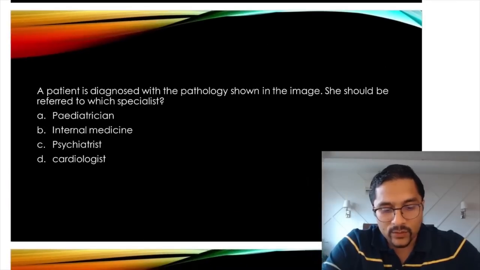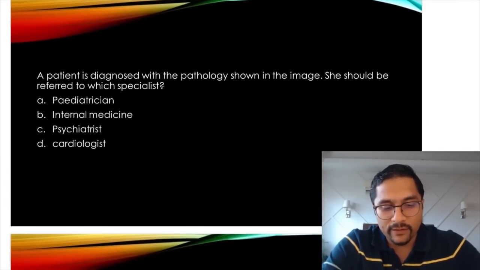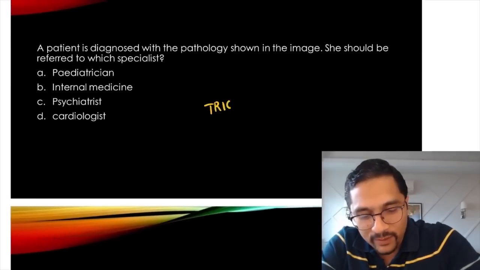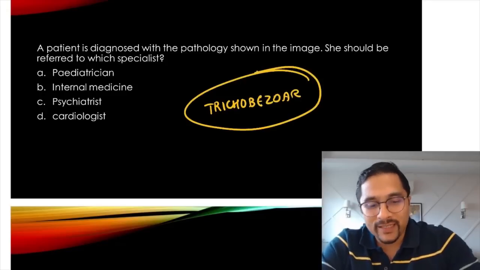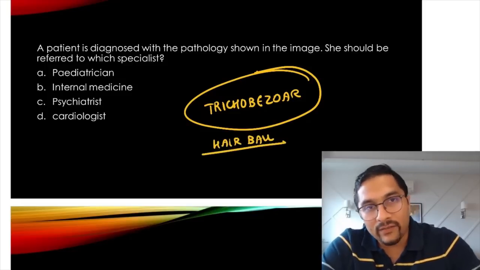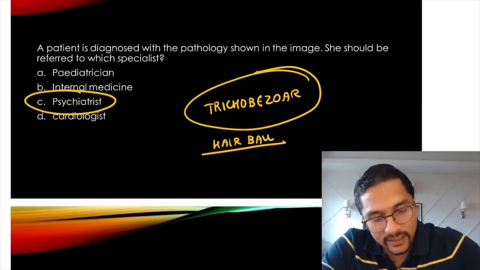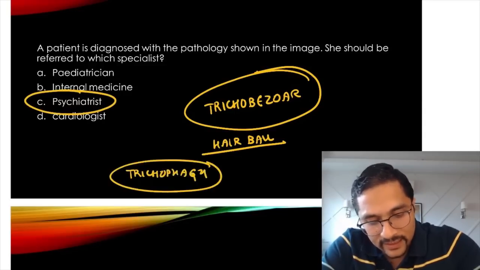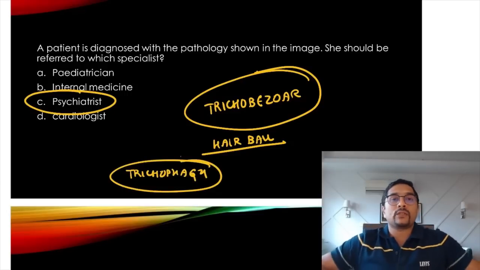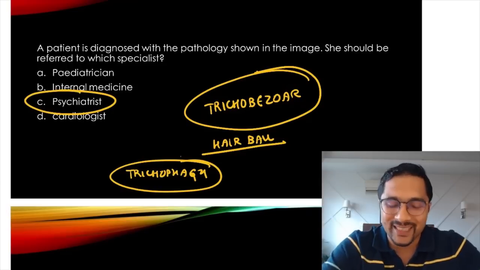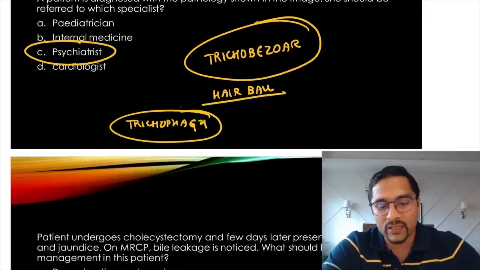So a patient is diagnosed with the pathology shown in the image. She should be referred to which specialist? So I'm sorry, the image you cannot see, but this was an image of trichobezoar. Trichobezoar is a hair ball. This is a hair ball inside the stomach. And we know that this is a psychiatric ailment in which there is first trichophagy, meaning the patient starts eating his or her own hair and it forms into a hair ball that is called trichobezoar. I'll share the image as a link and you can watch that image as well. So this question has been asked previously also in the exam.